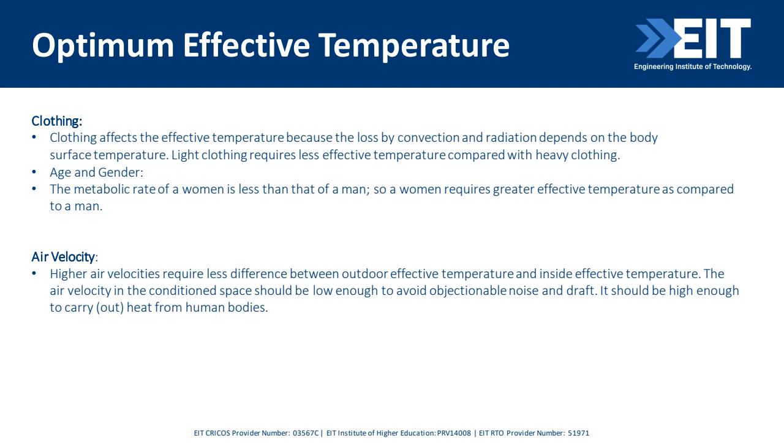Okay, apologies. I disappeared there for a moment, and I've put in the answer to Erasmus' question while I was waiting. Now, clothing affects this effective temperature, because if you've got something warm on, your heat is going to increase instead of decrease. The metabolic rate of women and men is different. With air velocity, a higher air velocity requires less difference between outdoor effective temperature and inside effective temperature, because it's taking the heat away.